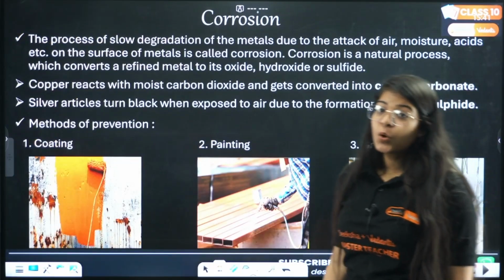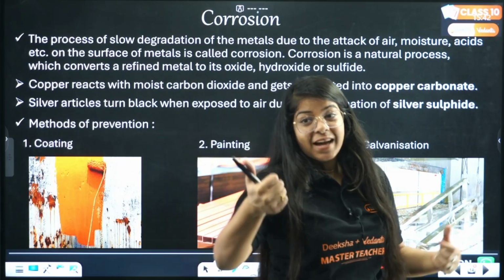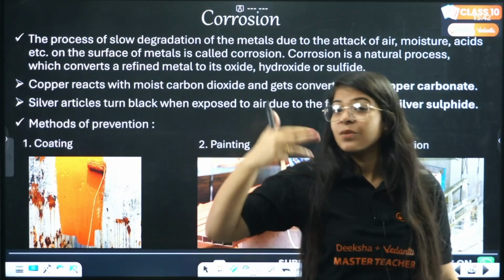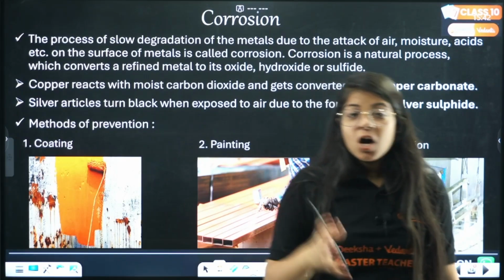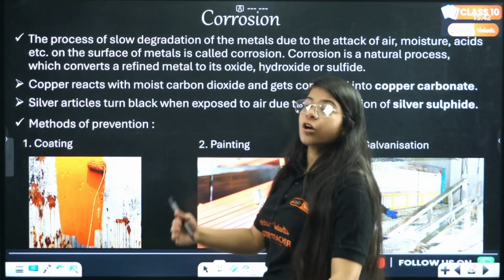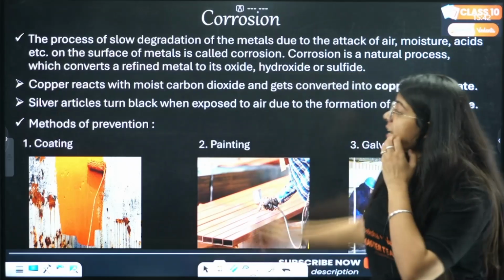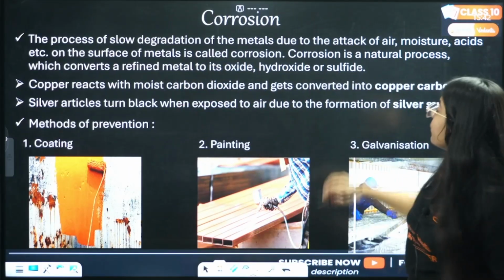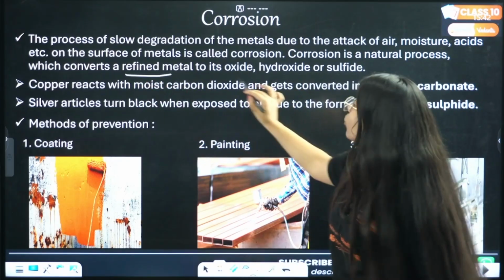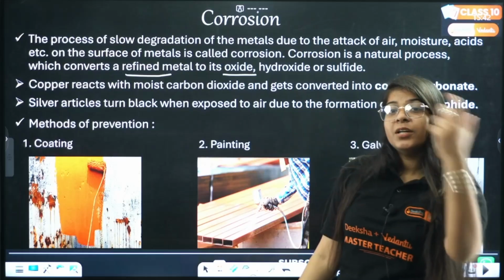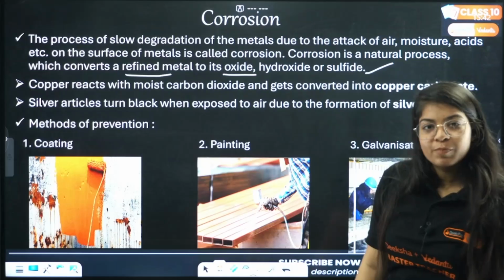What is corrosion? We know the process of slow degradation of metals due to the attack of air, moisture, acid that we just studied, right? The rust that gets on the iron, that is called corrosion, because of the exposure of iron to air, moisture, sunlight and all those things on the surface of the metal. Or corrosion is a natural process which converts refined metal to oxide. So iron is converted into iron oxide. Its oxide and hydroxide or sulfide can also be formed, right?